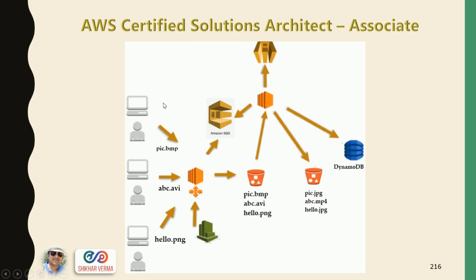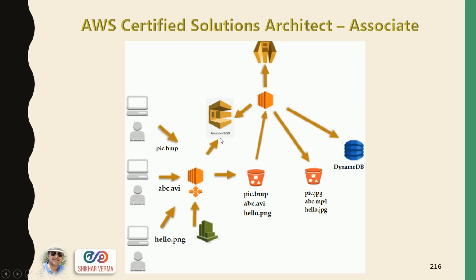Suppose there are 100 users or 1000 users, and they are putting their files from time to time. Immediately this EC2 instance, this website, is sending one message to SQS as well. Here SQS is maintaining one queue. In the queue they have all the information about all the users, whatever files they have uploaded, with their format, their size, their time, right?